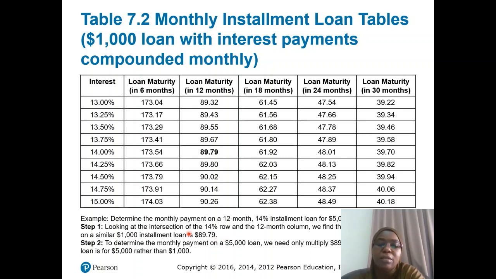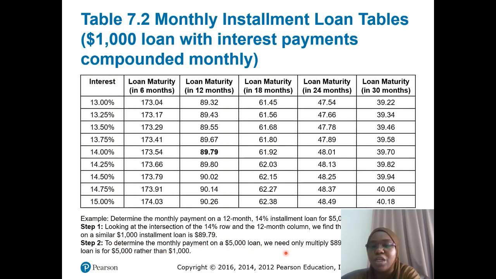$89.79. All right, so you look at your row for 14%, which is this, and then the intersection, since the payment is at 12 months, you look at the row for 14% at that loan maturity of 12 months. All right, this is $89.79. If it were a loan maturity of 18 months, then this will be the amount that will be paid. All right, the second step is to determine the monthly payment on the $5,000 loan.